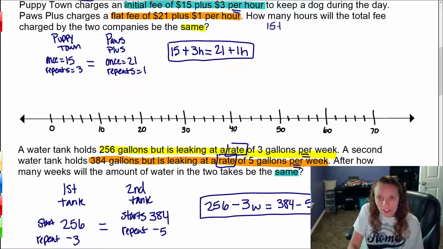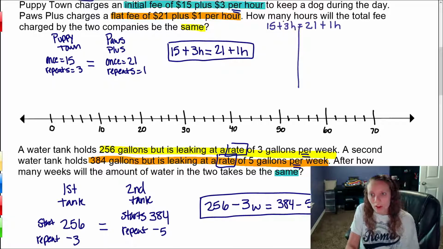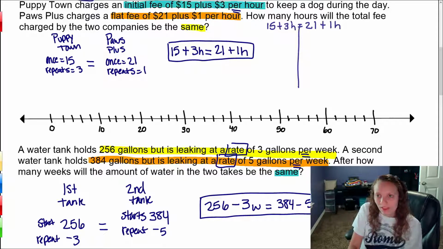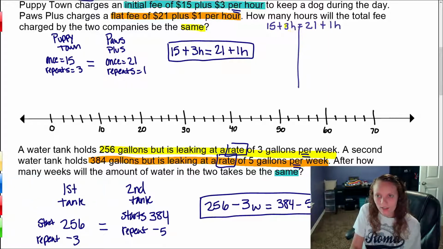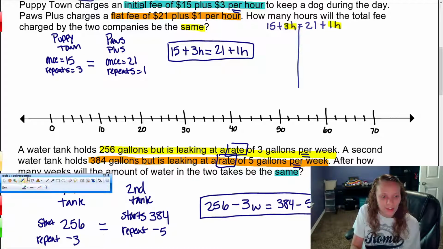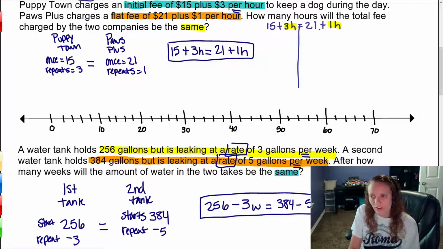So 15 plus 3h is equal to 21 plus 1h. That was the equation we came up with. So let's solve for h. Again, we want to get the h's by themselves. I'm noticing that there's an h on each side of the equal sign, right here and right here, and we want to combine those two together. So we've got to get rid of one of them.